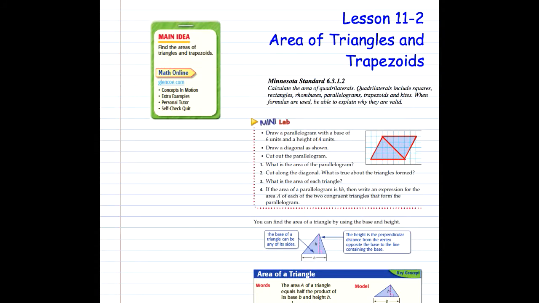This is lesson 11.2, area of triangles and trapezoids. Draw a parallelogram with a base of 6 units and a height of 4 units. Done that here.